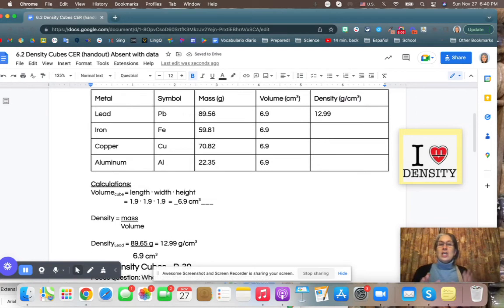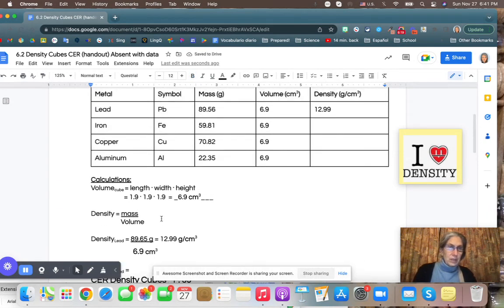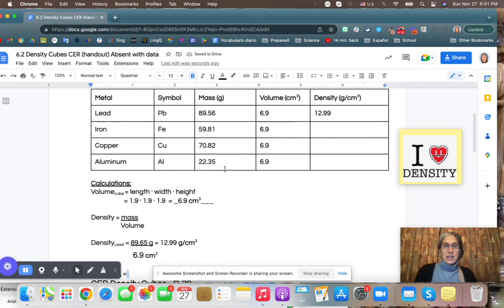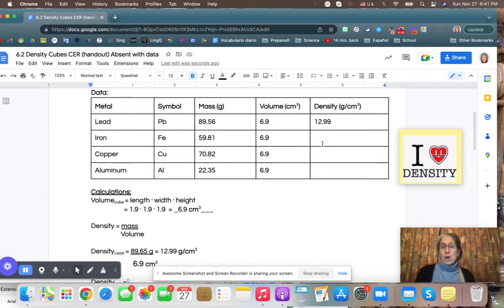Okay. So you're going to do the same thing for the other substances. So we'll write density of, and the next one was iron. And then you're going to give me the mass divided by the volume, and plug it in there. So I want to see you put the information down on your paper. And then I also want to see you put it on the thing.